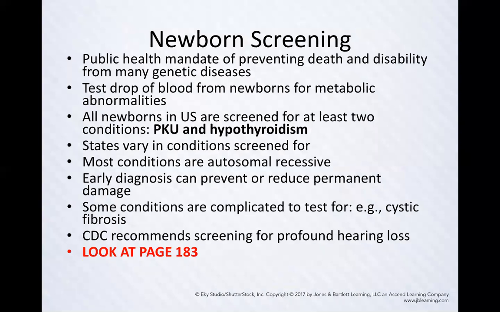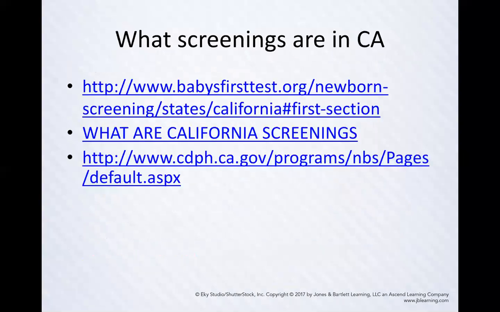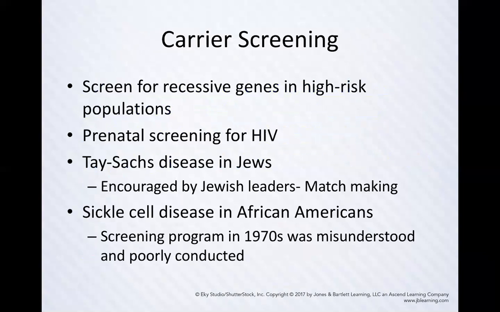I want you to look at both the screenings, but then also read about some of the ethical issues that start to come up when we start to diagnose diseases. So we can sometimes prevent using screenings, but at the same time we have ethical considerations to think about when we're providing this information to people. I also want you to look at what screenings are in California and what this means, okay? I also want you to read up about carrier screenings, and what people need to know.